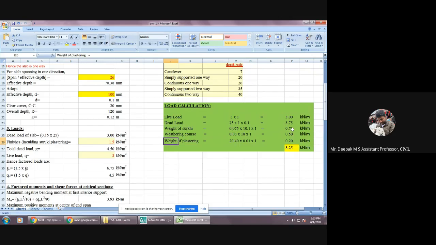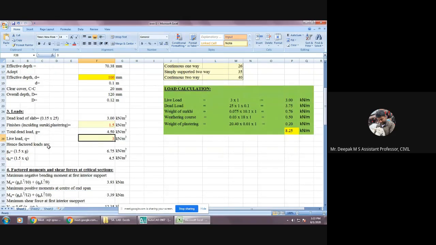I am taking the rough finishes as 1.5 for every floor, meaning we are doing tiles flooring, so it is going to be roughly 1.5 as finishes. Now the total dead load is 4.5 and the total live load is 3, and they are not factored loads. So I am using the factor of safety to be multiplied to obtain the factored loads as 1.5 into dead load, 1.5 into live load based on the limit states of design method.